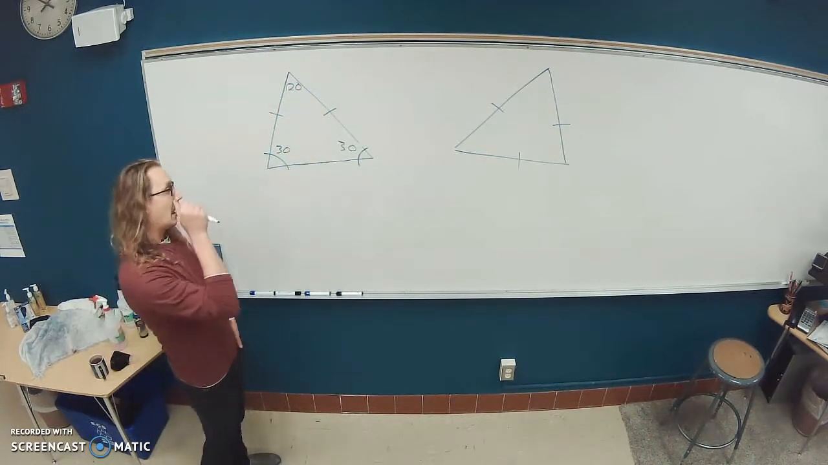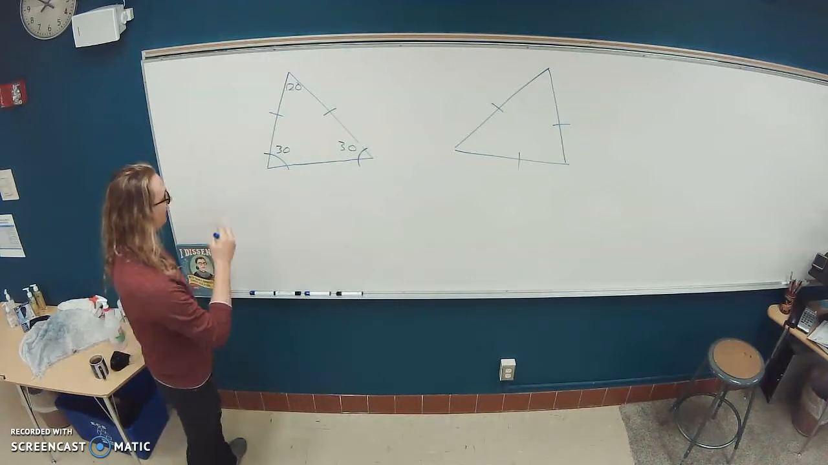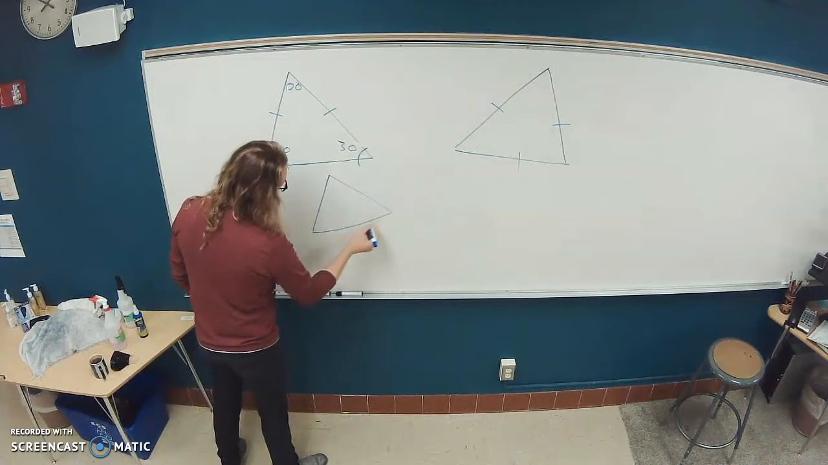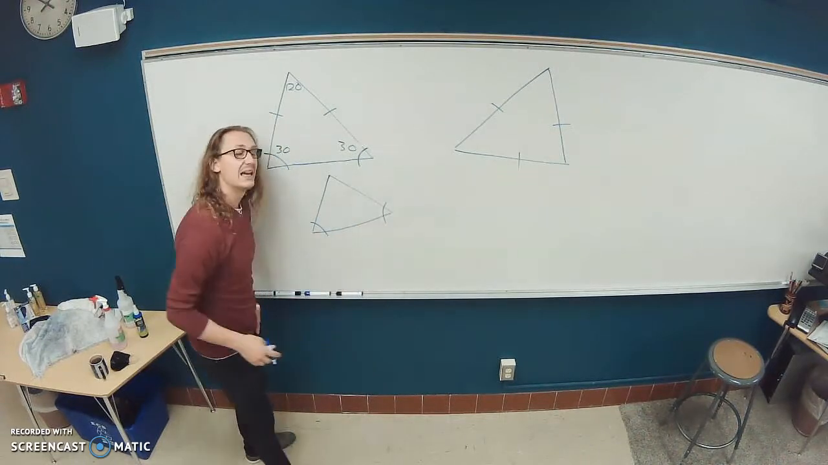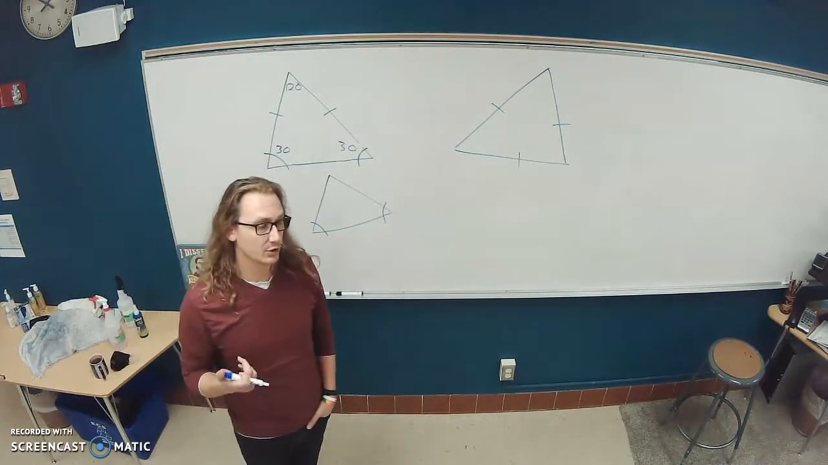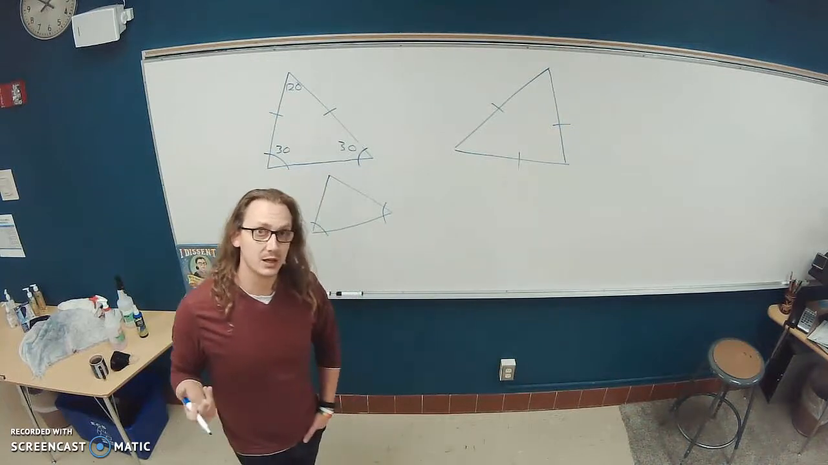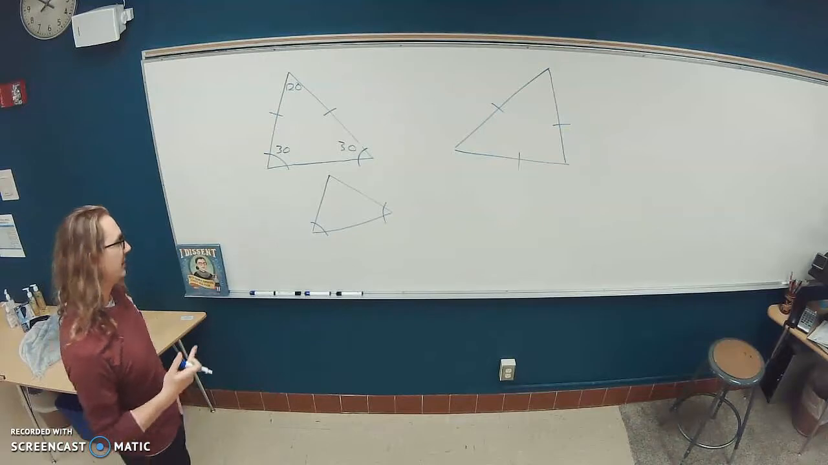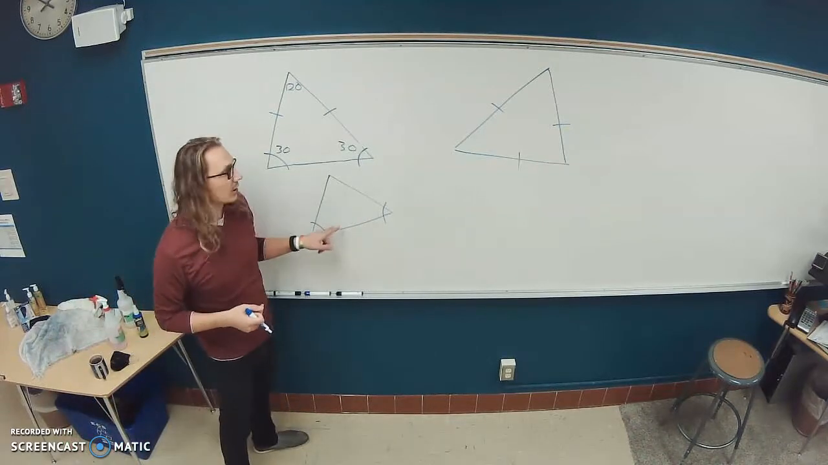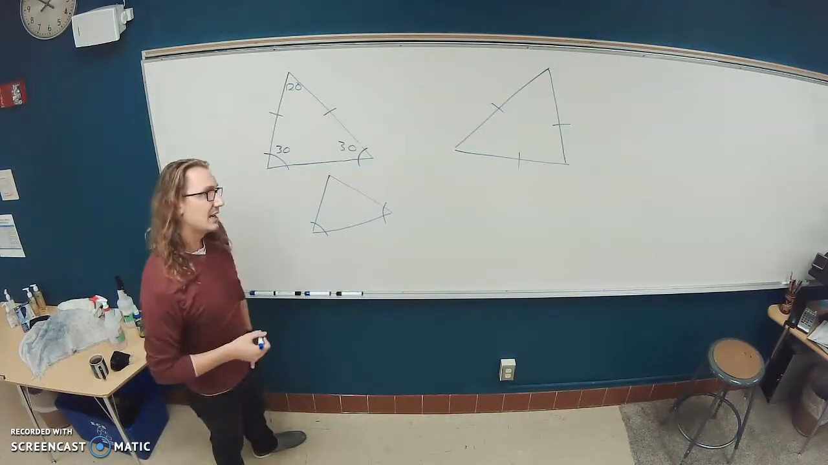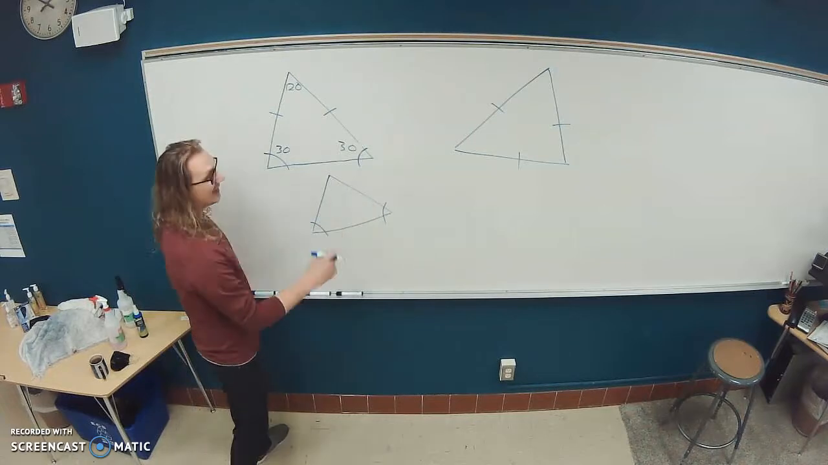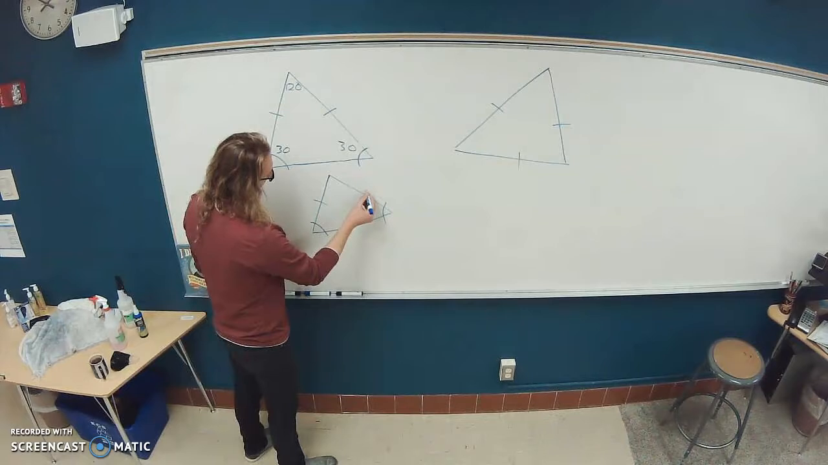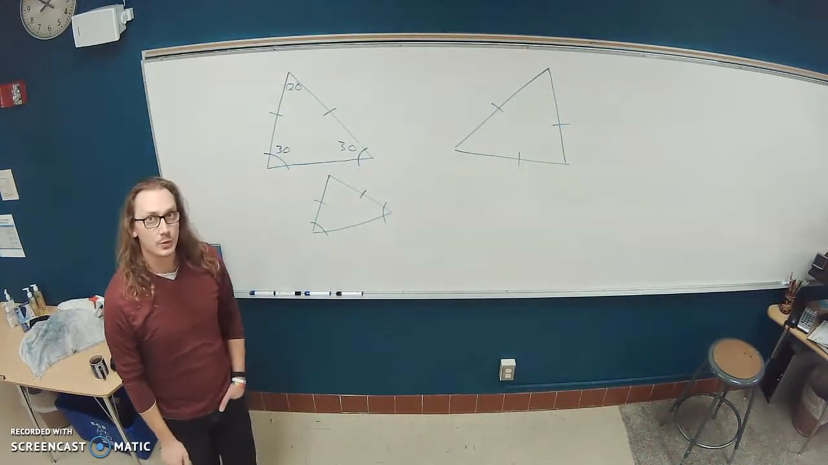Okay? Now, an important piece with isosceles triangles is the converse is also true. So we know that if two sides of a triangle are congruent, then their opposite angles will be congruent to each other. The converse is true, which is you flip that, which means if two angles of a triangle are congruent, then their opposite sides are also congruent to each other. So if I give you two angles that are congruent, we know that those two sides will be congruent to each other.